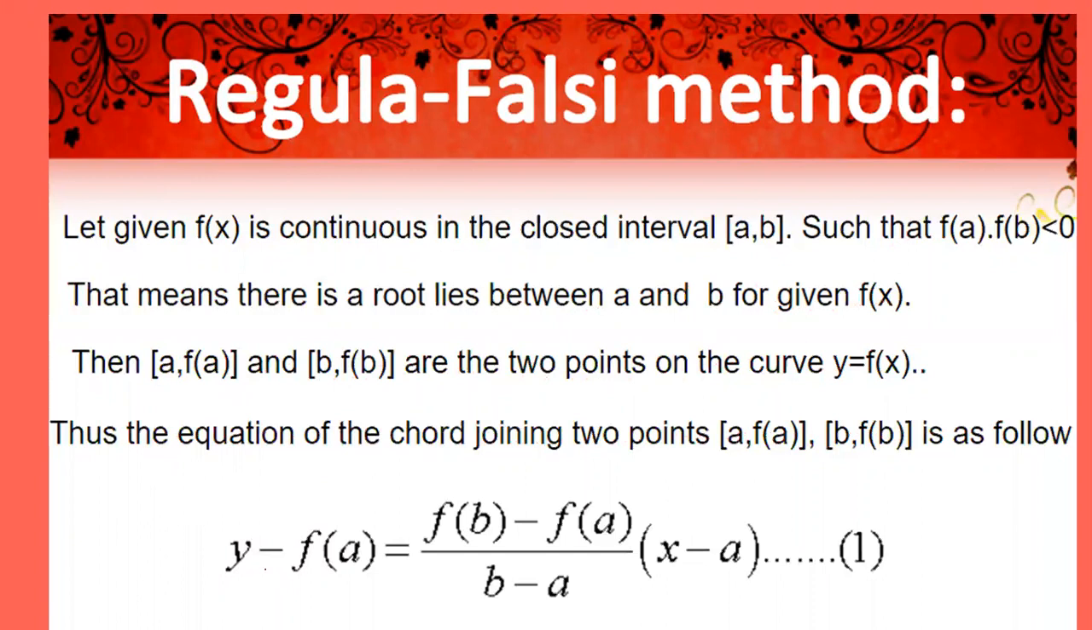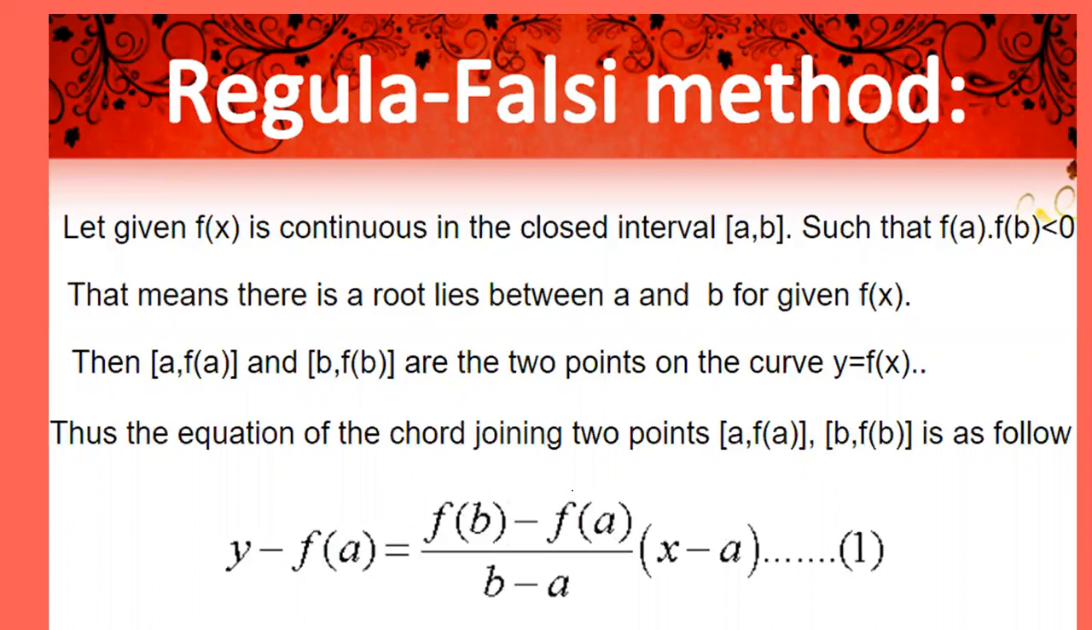This is the formula y minus y1 is equal to m into x minus x1. I am applying the slope form of the line. M is the slope, and you know the formula for the slope: y2 minus y1 by x2 minus x1, that is, f(b) minus f(a) by b minus a. So y minus f(a) is equal to m into x minus a.